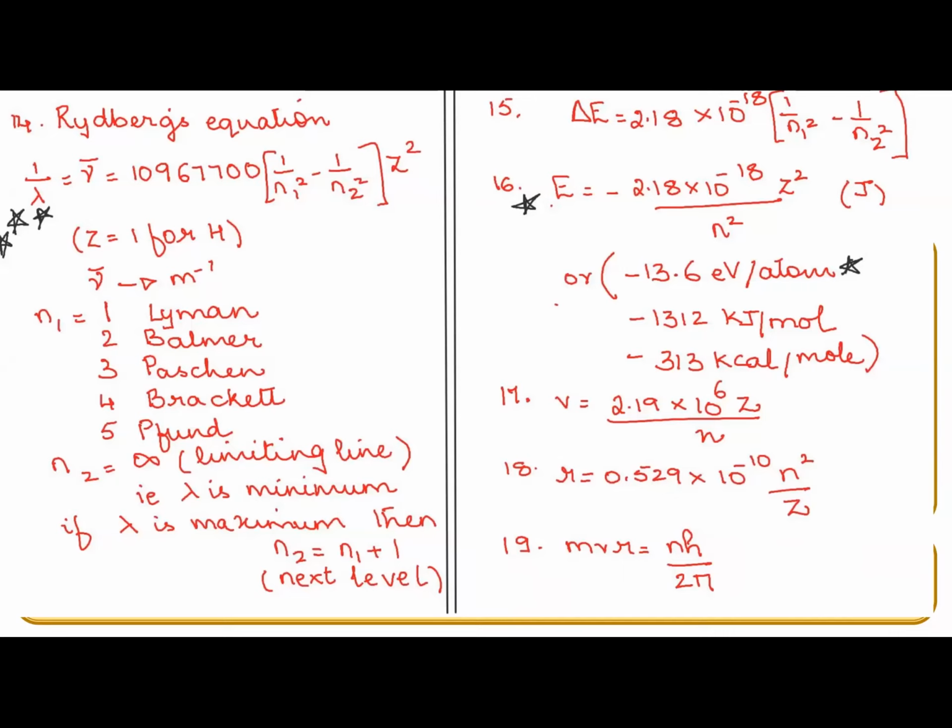Going to the next one here, velocity. Sometimes the comparison is asked. So here it was Z square by n square. This is how you can memorize by comparing. Here it is Z square by n square. Here it is Z by n in velocity. In radius, it is completely opposite. It's like n square by Z. So you need to put in some effort to remember it.